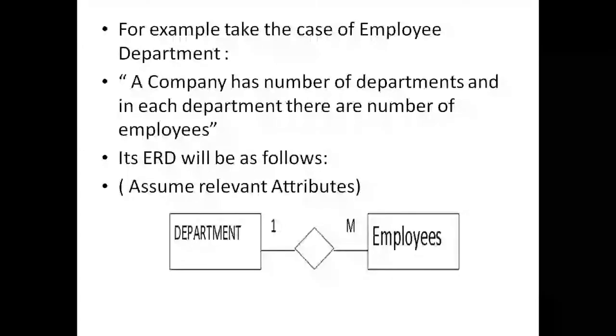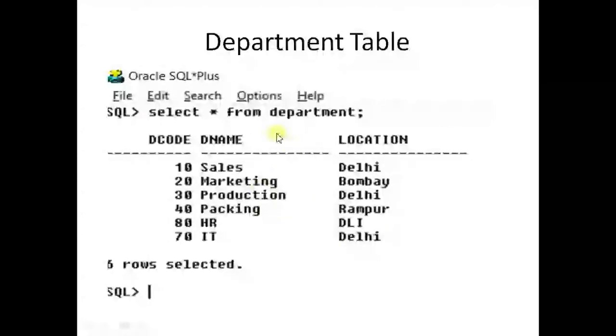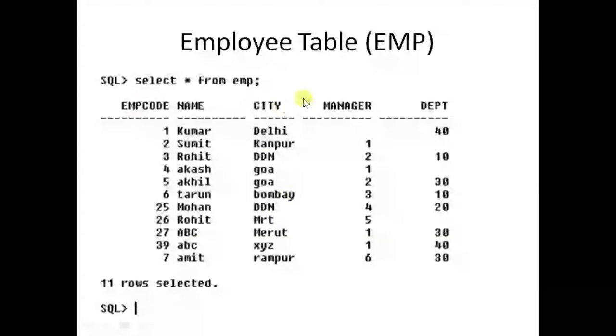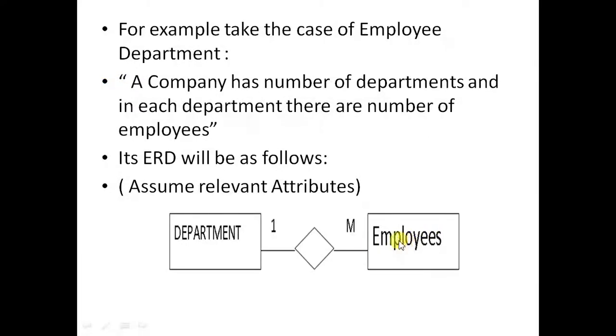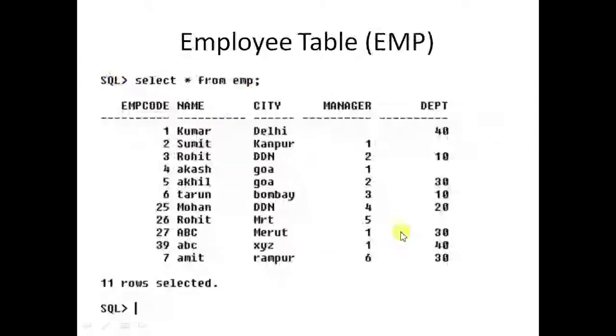For example, if you take the case of department and employees, a department has many employees. So how many tables will be created? Since it is one to many, two tables will be created. Number one is the department table having the names of departments, and number two is the employee table having the employee list. Because the relationship is one to many, we will have the foreign key of department in employees. As you can see here, DPT is the foreign key.